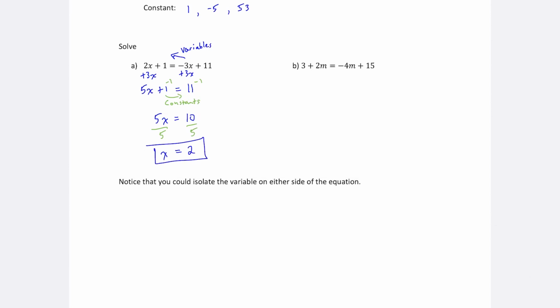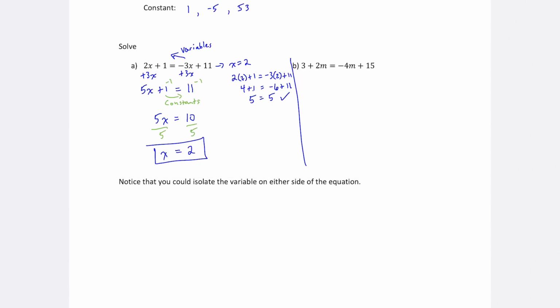And the fun thing is we can actually check our work for a second. So let's just check this with x equals 2. So if you have 2 times x, which is 2 we said, plus 1. On the right side we have negative 3 times 2 plus 11. Well, 2 times 2 is 4 plus 1. Negative 3 times 2 is negative 6 plus 11. On the left side, we have 4 plus 1, which is 5. Oh, sorry. And negative 6 plus 11 is 5. And you'll see that that is true.